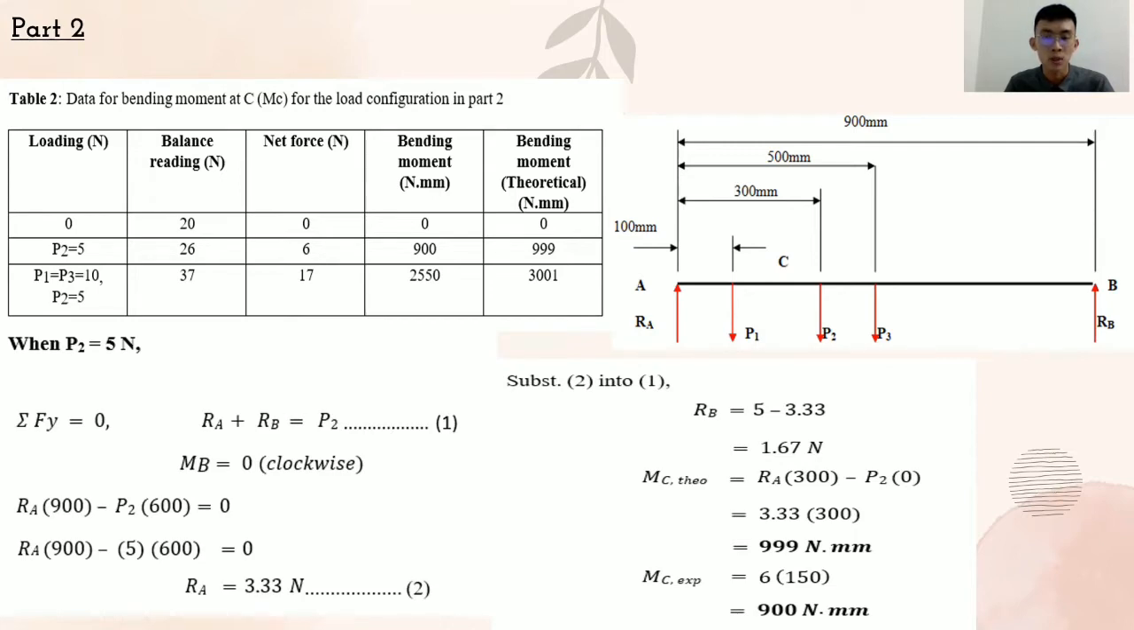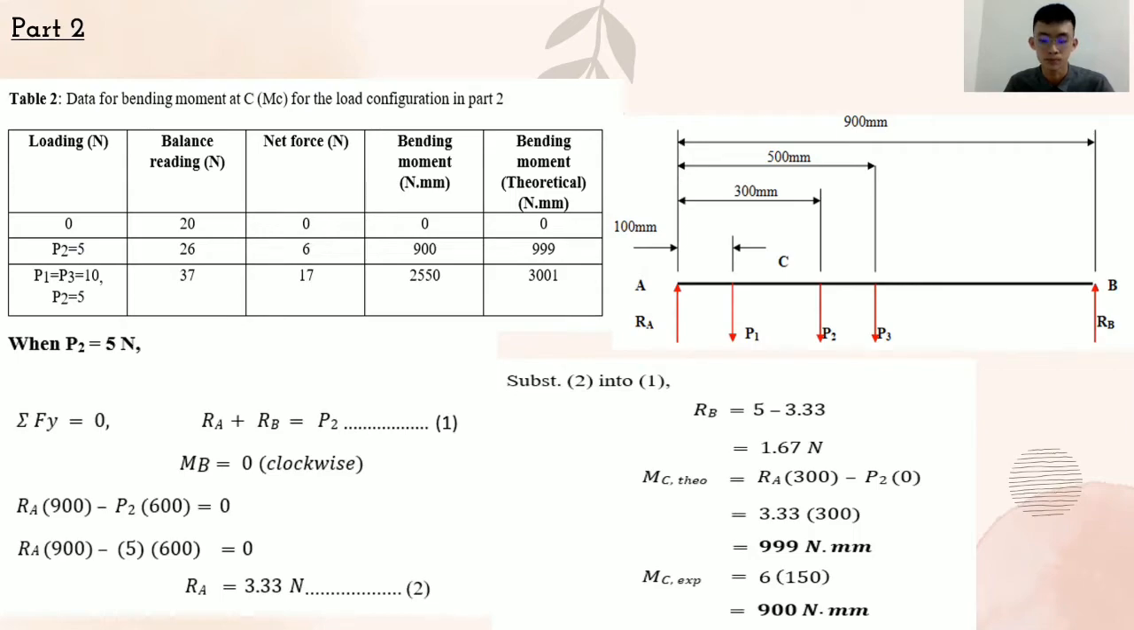To calculate the experimental value, from the table, we can see P2 is equal to 5 Newton and the balance reading is 26. Then the initial value for the balance reading is 20 Newton. So we subtract these two values, and we will get the net force of 6 Newton. Then 6 Newton times 150 millimeter, and we will get the value of 900 Newton millimeter.